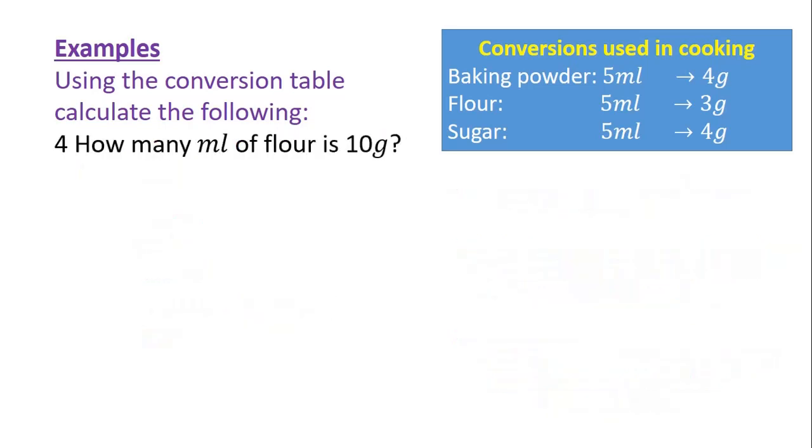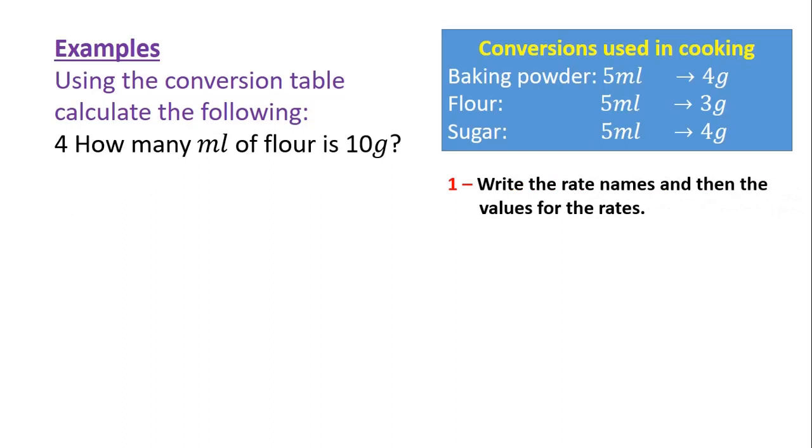Question 4. How many milliliters of flour is 10 grams? Alright, again, we go through our 3 steps. Step 1. Write the rate names and then the values for the rates. So milliliters and grams, and it's flour. So milliliters and grams. What are my values? Well, it's 5 milliliters to 3 grams. Excellent. Step number 1.